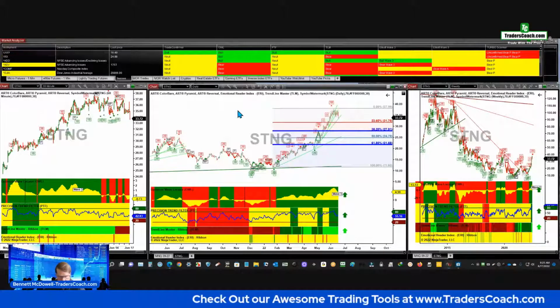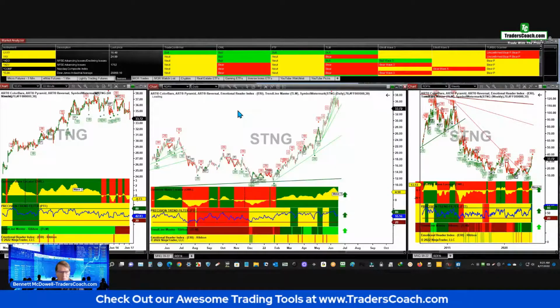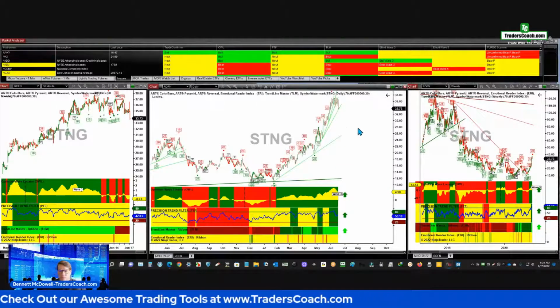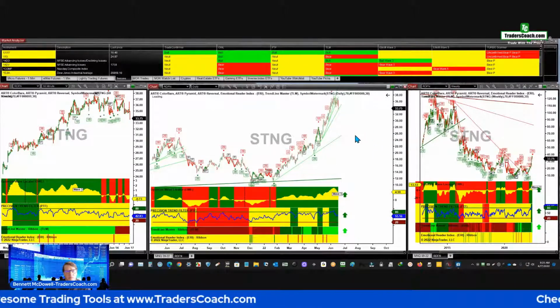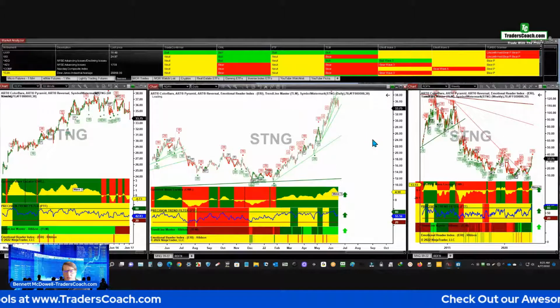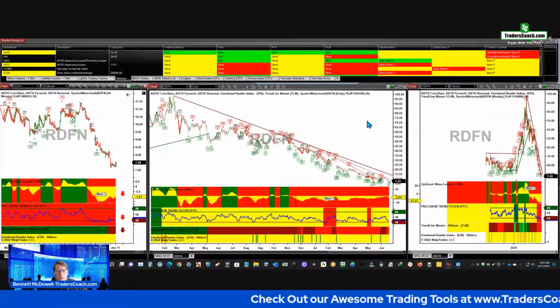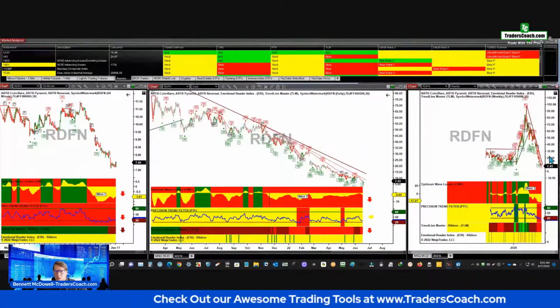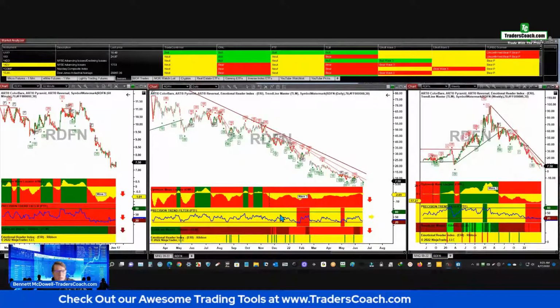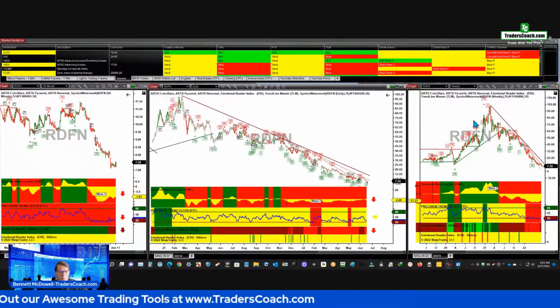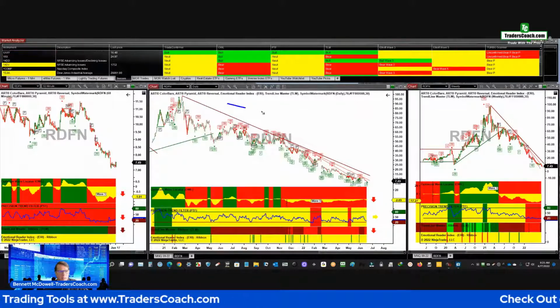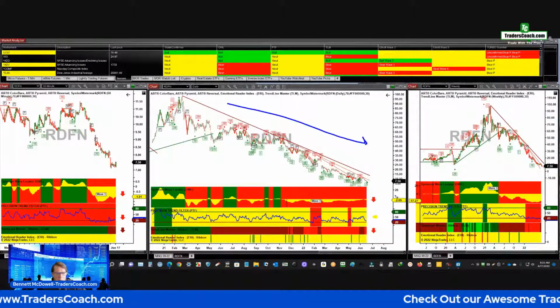RDFN for Al, RDFN. Give that a second to load on your end. All right. So Al, you've picked one that has really been coming down. What a great short trade that would have been. Holy camoly. Look at that. Boom. All right. But what now?